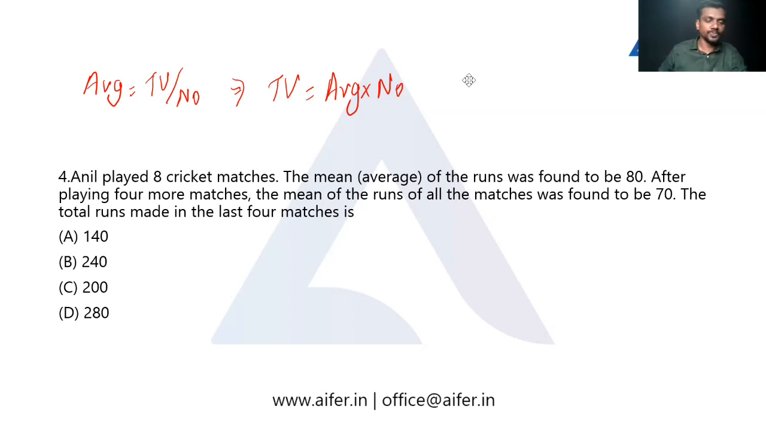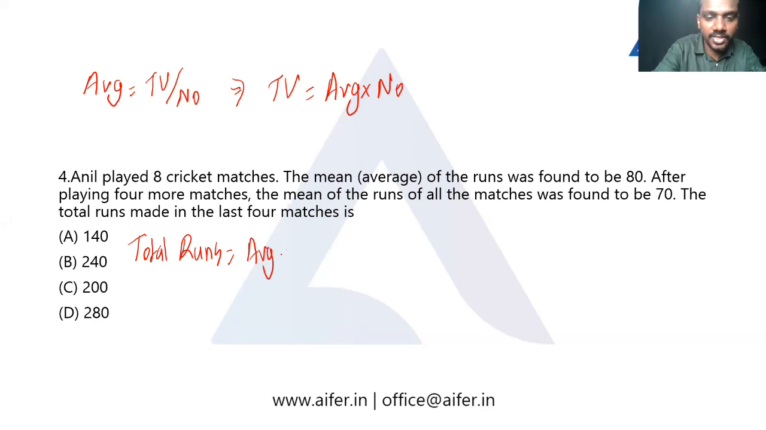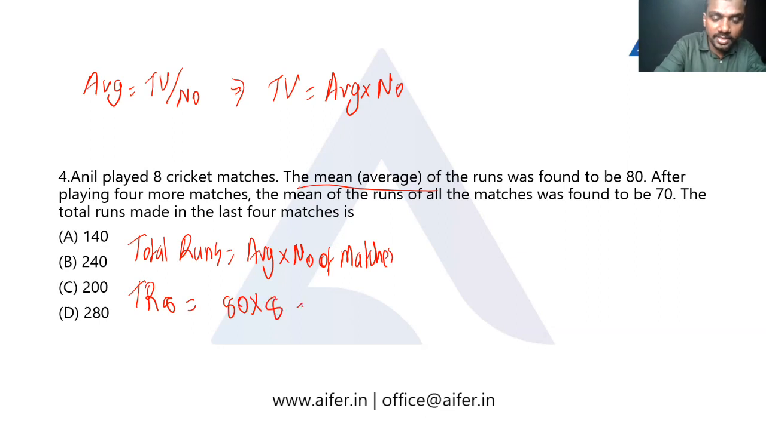So let's try to do it. We have the concept of total value. Let's write it as total runs. Total runs is equal to average, mean is the same as average, into number of matches. So the total runs after 8 matches will be the average 80 into number of matches 8, that is equal to 640.